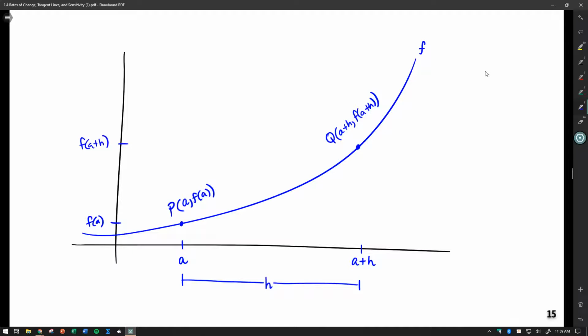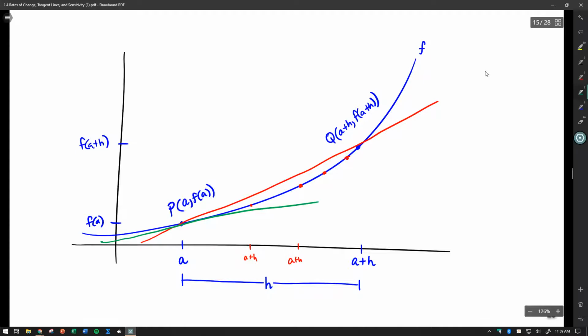Now, as Q goes toward P, that's the idea here. We're thinking about the slope of the secant line through those two, and we're going to move Q towards P. And as we do that, what's happening is h is getting closer and closer to 0. So then a plus h would be here, and if we get h smaller and smaller and smaller, eventually what will happen is we will be left with the tangent line and its slope.